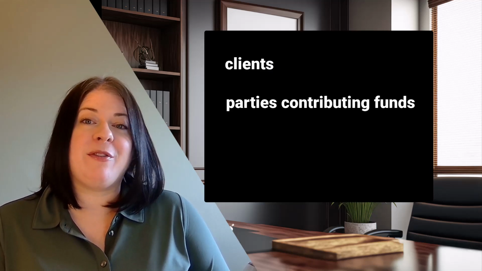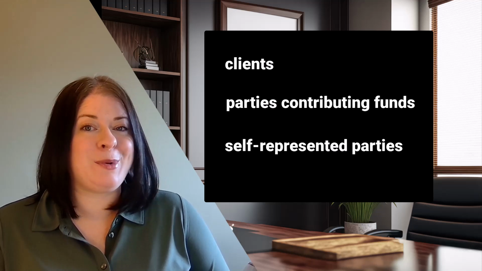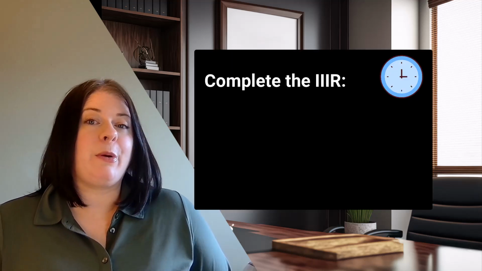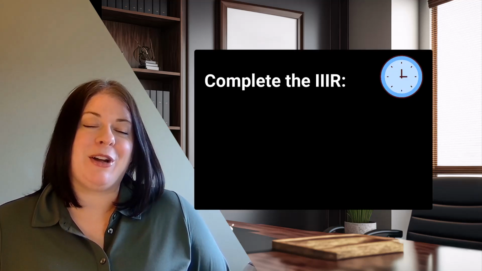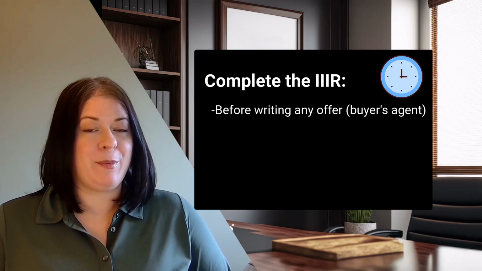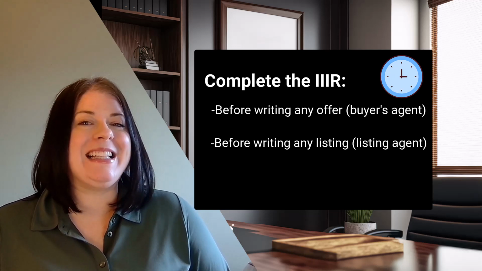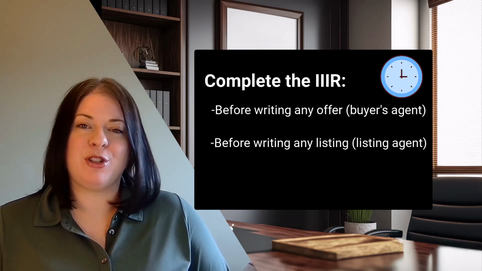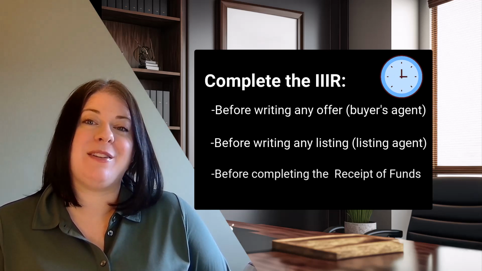This could be your client, it could be any parties that are contributing funds to the deal, or it could be a self-represented party. The Individual Identification Information Record is your method of verifying your client's identity. You are required to complete the individual ID record before writing any offer if you're the buyer's agent, or before writing any listing if you're the seller's agent. And you should also complete it before you complete the receipt of funds record.